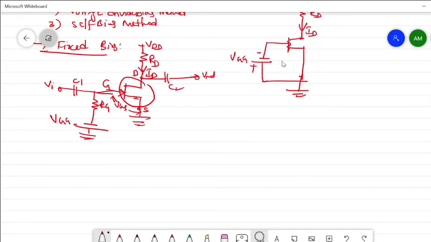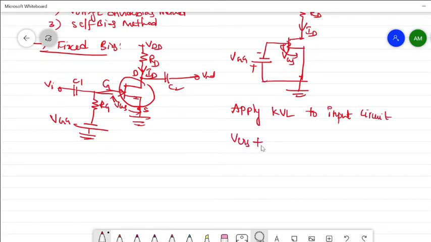Now apply KVL to the input circuit. The input circuit is this one, with voltage VGS. Applying KVL to this loop, VGS plus VGG is equal to 0. So from this, VGS is equal to minus VGG.